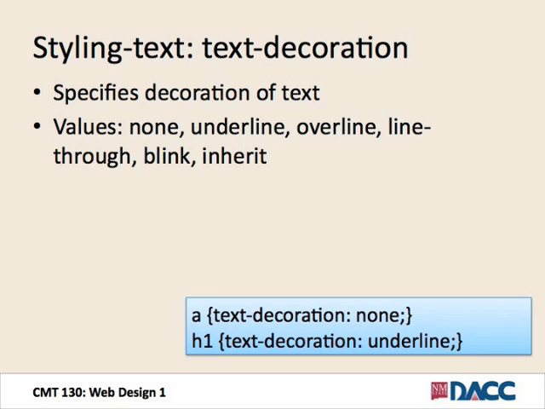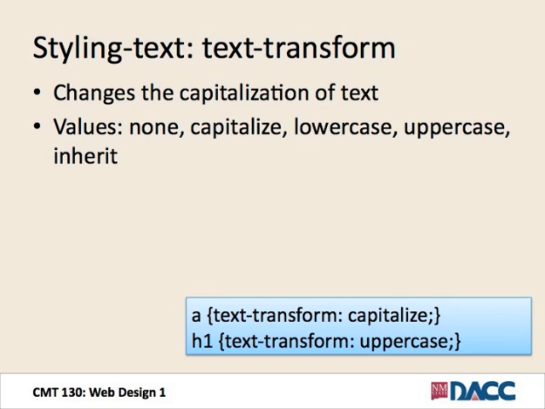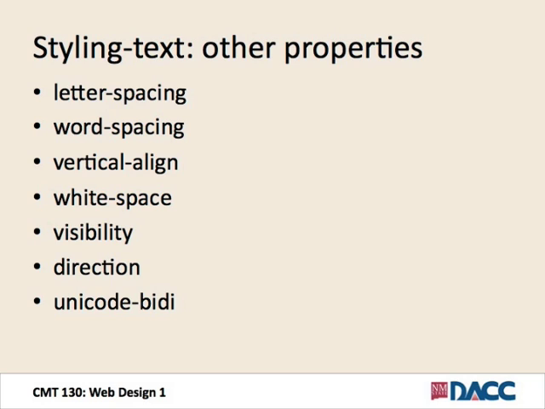Text decoration property allows you to specify the decoration of the text to be none, underline, overline, line through, blink, or inherit. Text transform changes the capitalization of the text. Its values can be none, capitalize, lowercase, uppercase, or inherit. There are several other text properties that are less commonly used. These include letter spacing, word spacing, vertical align, white space, visibility, direction, and Unicode BIDI.